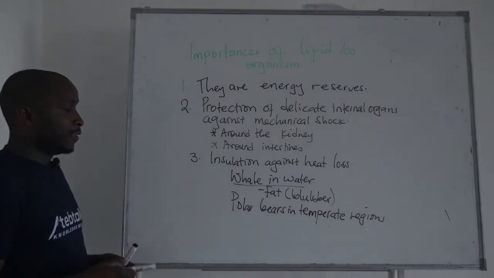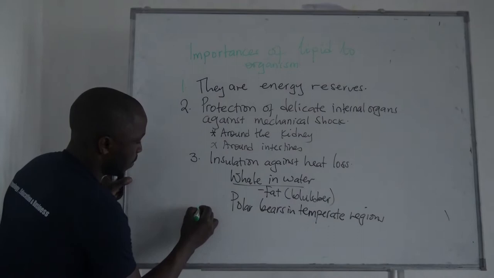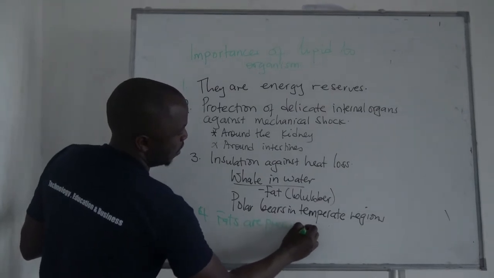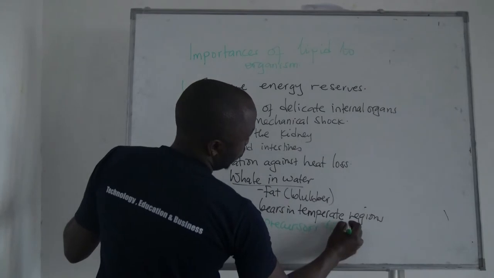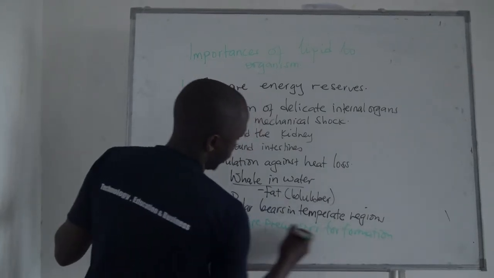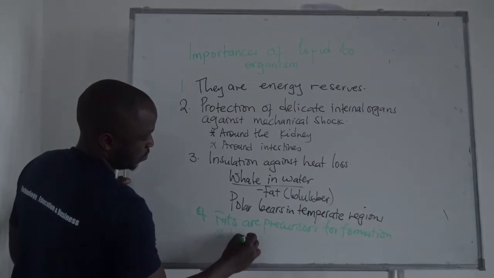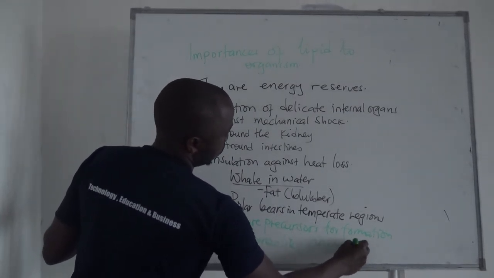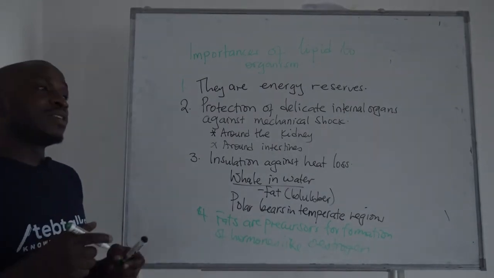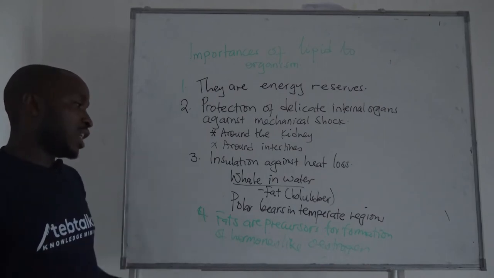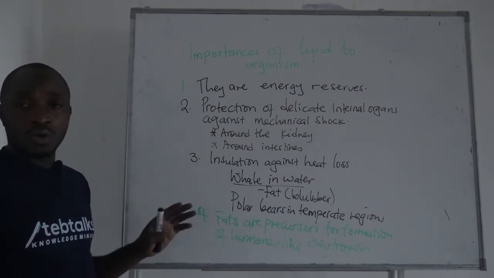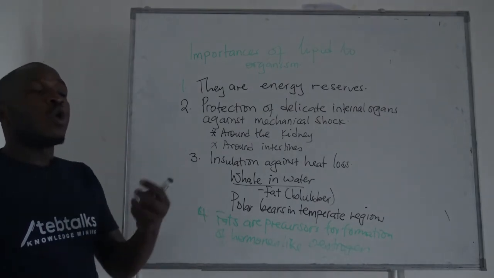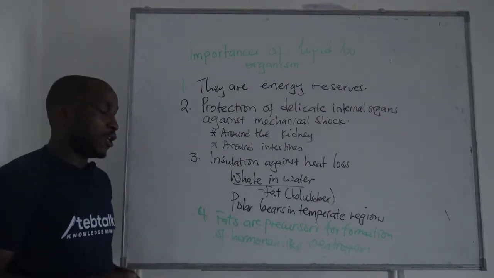Also, number four, fats are precursors for formation of hormones like estrogen, which is a very good sexual hormone. A precursor is something that is used to make another thing that is already there in the body that can be used to form another chemical of life. We can talk about hormones and proteins as chemicals of life. What do they do to us? Shall we meet it in the protein section?